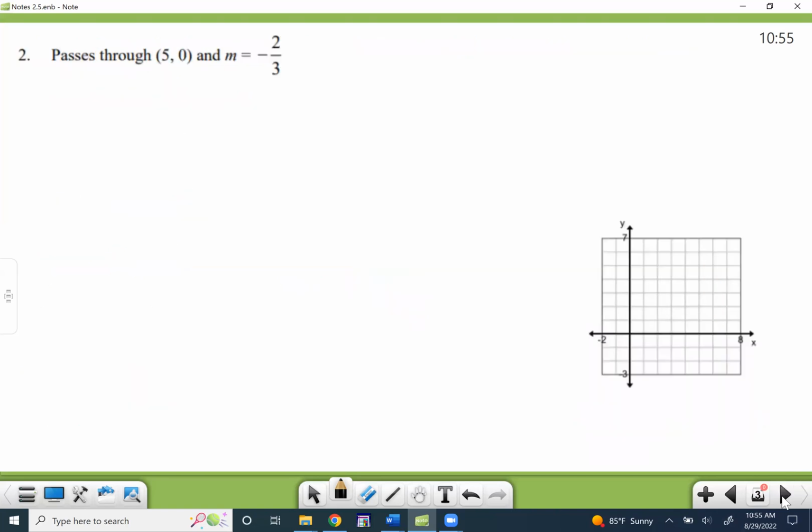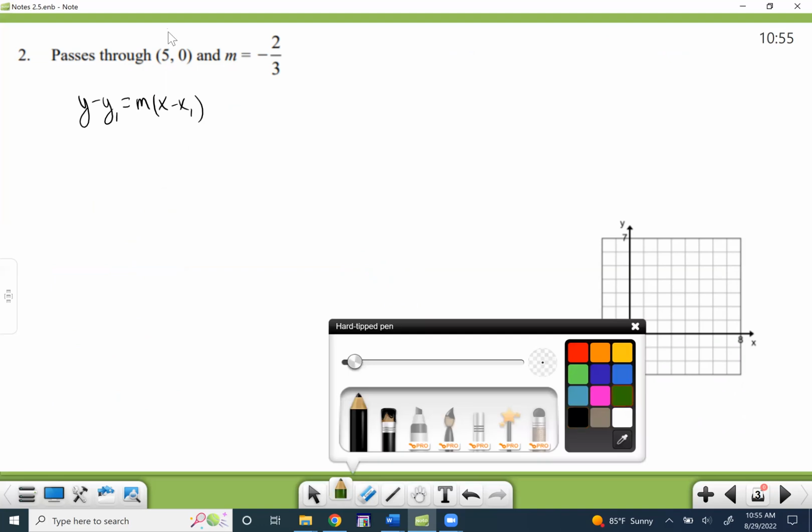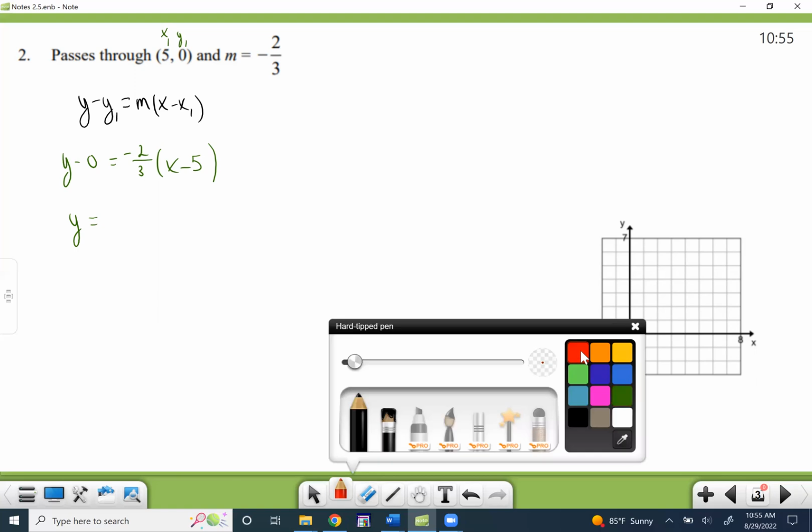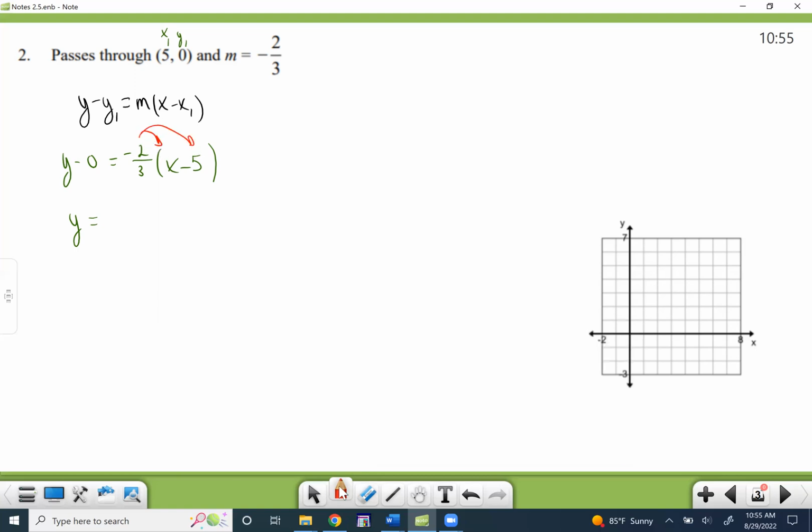Okay, let's try another. Same direction. So let's write down our point slope formula. We will label all of our pieces, x1, y1, and m. We'll plug them in. Y minus y1 equals m parentheses x minus x1. Y take away 0, well, that's just y. 7 take away 0, well, it's still 7, right? So y take away 0 is y. We're going to go ahead and distribute the negative 2/3 into the parentheses.